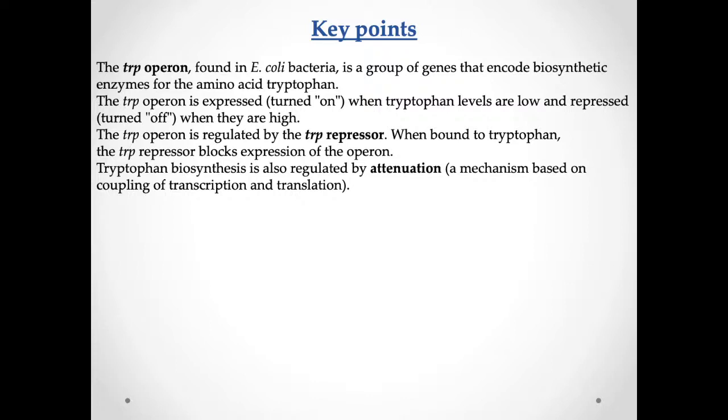The trp operon system is found in E. coli bacteria, which is a group of genes that encode biosynthetic enzymes for the amino acid tryptophan. So the trp operon is expressed when tryptophan levels are low and repressed when they are high. The trp operon is regulated by the trp repressor, and when bound to tryptophan, the trp repressor blocks expression of the operon system.